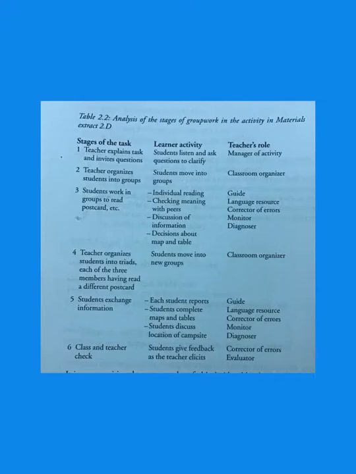So here is group work explained in terms of the tasks. So the teacher explains, and then the learners listen, and the teacher manages. Then the teacher organizes, the students go in groups, and the teacher organizes. Students work in groups, and then the teacher is now the guide. So it's the gradual release of responsibility. And then the teacher organizes again in groups, and the students exchange information, and then they get back together and do a whole class check with feedback.